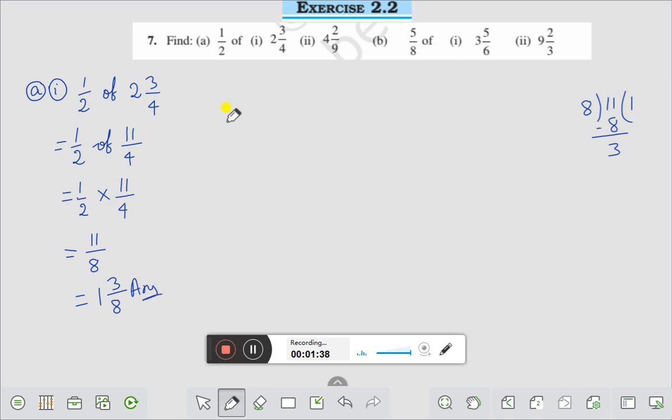Right? We will solve 2. 2 is 1/2 of 4 whole 2/9. That is equal to 1/2 of, you have to multiply this whole number with the denominator, 4 nines are 36, plus 2, 38 by 9. That is equal to 1/2 of 38/9, of means multiply.